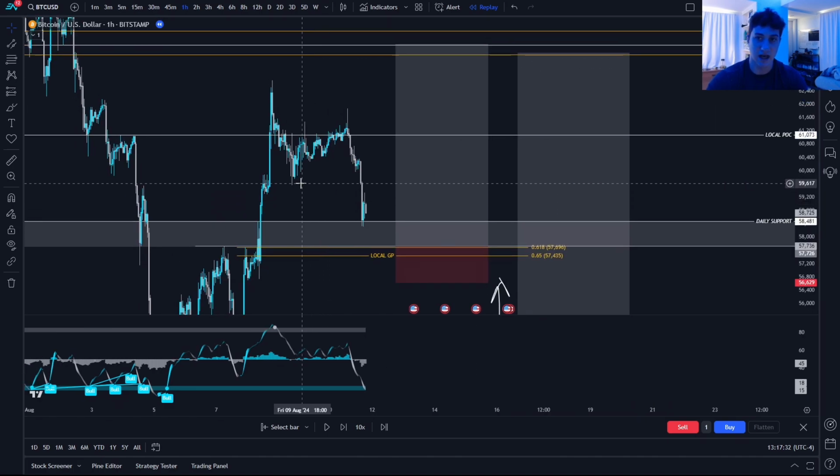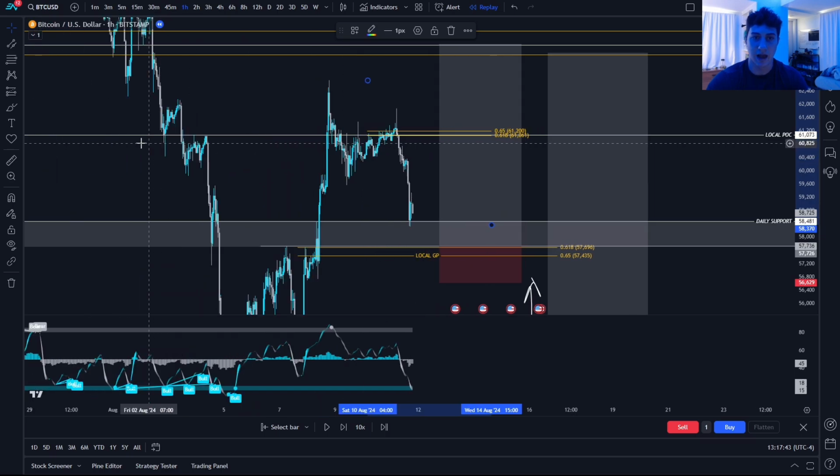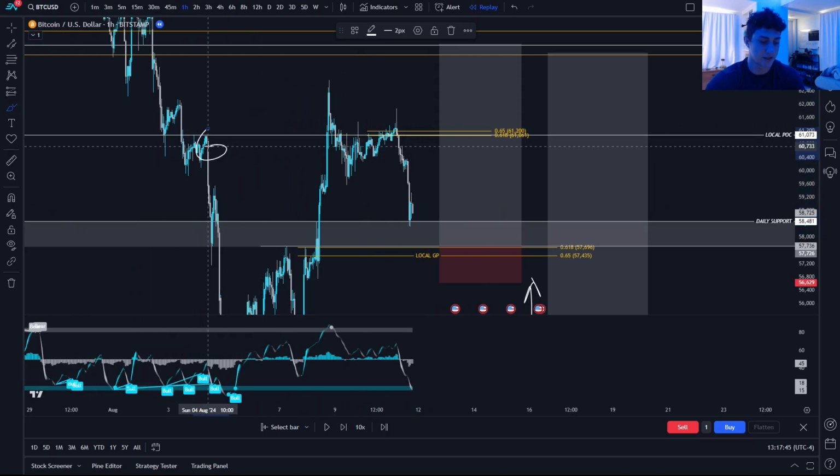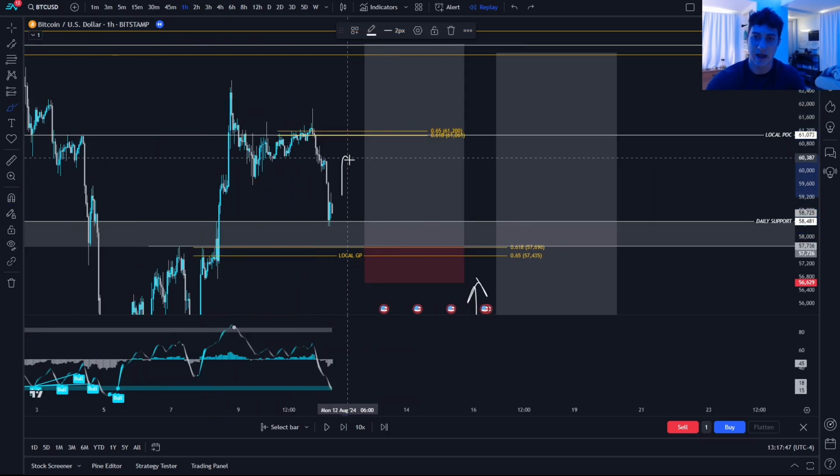I also see a potential scalp short position. Drawing my golden pocket from the swing high to the swing low, if we do not make a lower low here, this golden pocket perfectly overlaps our local point of control and resistance. So we can clearly see if price comes up, I have a short idea here as well.